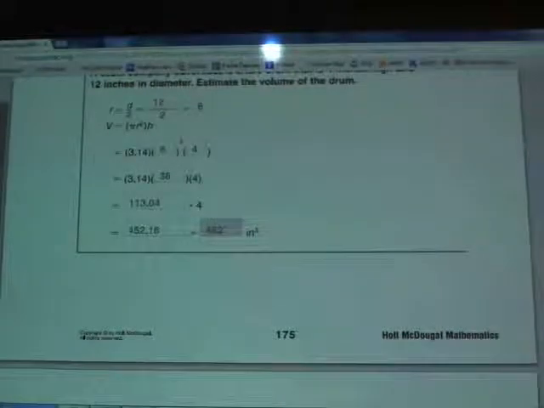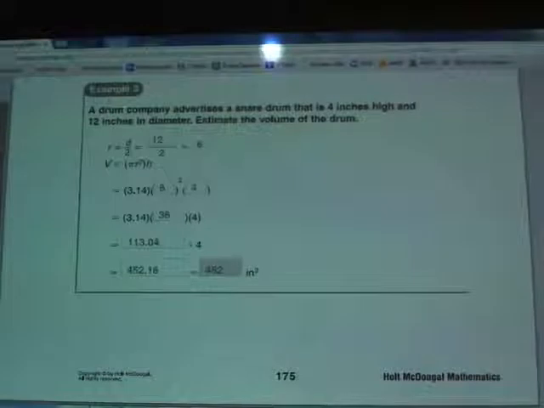All right, let's go ahead and take a look at the next one here. The next one is another volume question, but instead of drawing the shape there, they're just giving you some words about the shape. And from that, you're going to extrapolate the information you need and solve. It says a drum company advertises a snare drum that is 4 inches high and 12 inches in diameter. And we are supposed to estimate the volume of the drum.